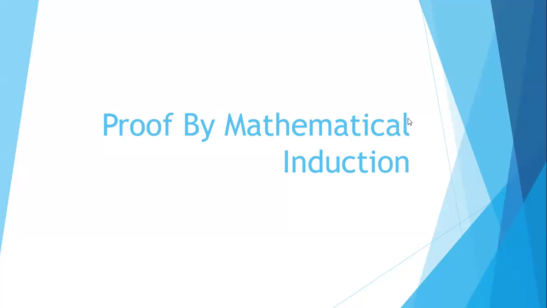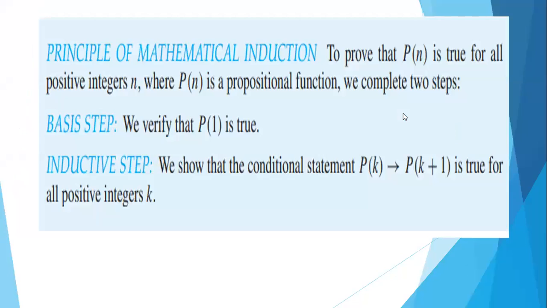Proof by mathematical induction. By this, you should know that mathematical induction is a method that is used to prove that statements like P of n is true for all positive integers n, where P of n is a propositional function. Now, there are two main steps involved in proof by induction. We have the basis step where we verify that P of 1 is true, and then we have the inductive step where we show that if P of k is true, then P of k plus 1 is also true.